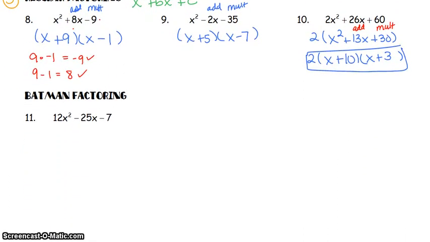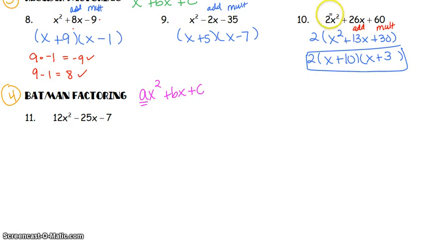All right, moving on to some Batman factoring. Get ready for some fun. Okay, so Batman factoring is what we're going to do when we have an ax squared plus bx plus c. So this time we're not going to have a 1 with the x squared, even after I pull out GCF.